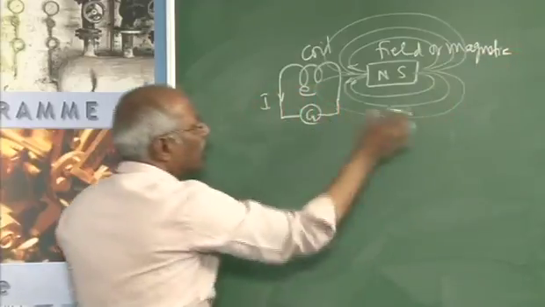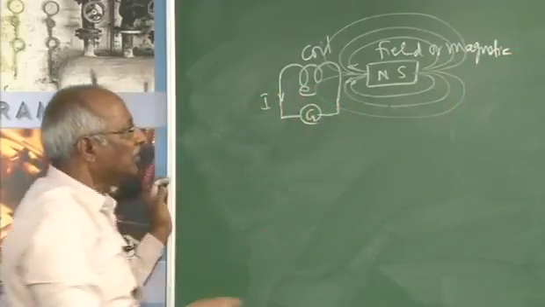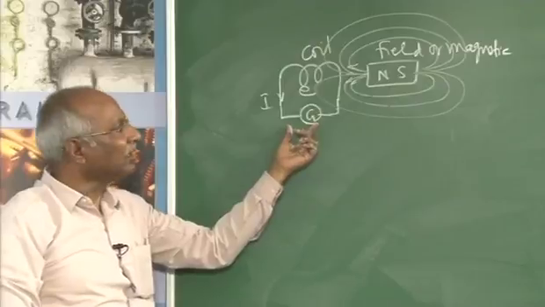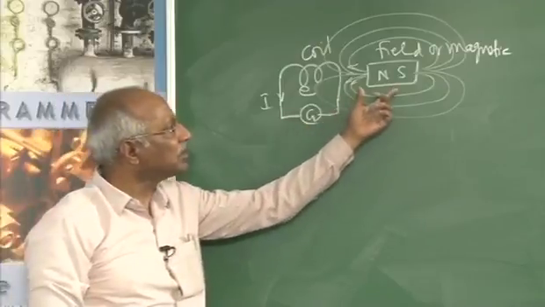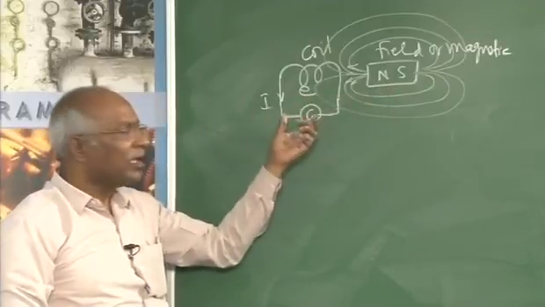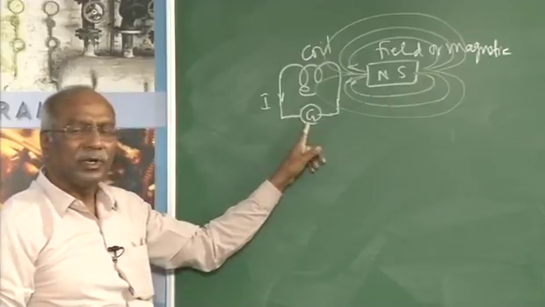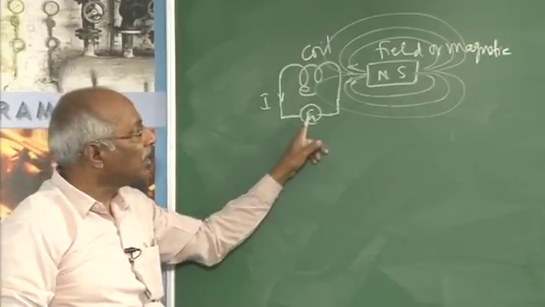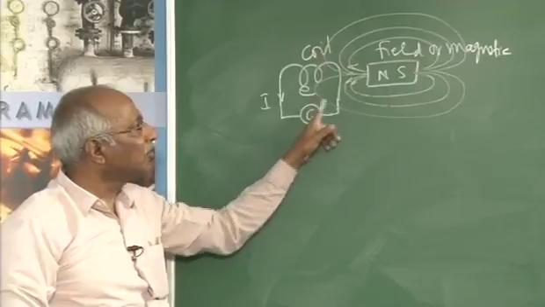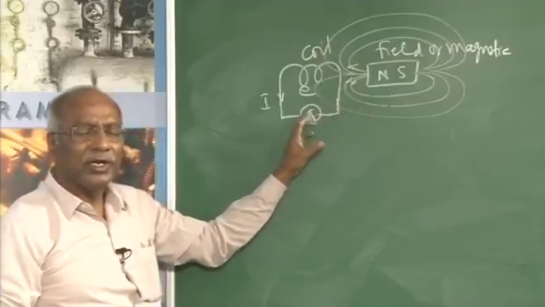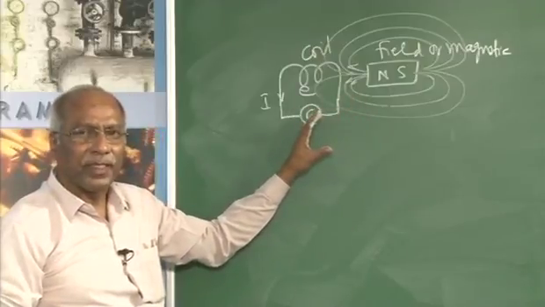So with that, when the magnet is moved this way or that way, you will observe a deflection in the galvanometer. Keeping the magnet stationary, move the coil this way or that way, again there will be a deflection in the galvanometer, indicating that so long as there exists a relative motion between the two, there will always be an induced EMF.